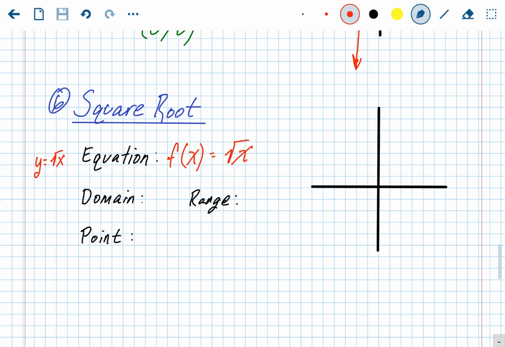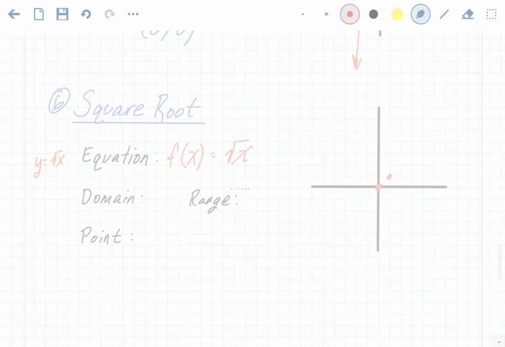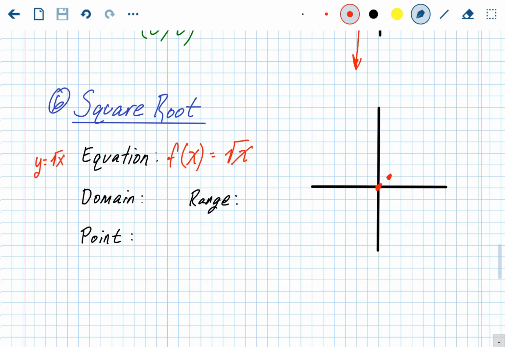The first thing that does exist is 0. The square root of 0 is 0. And the square root of 1, you're trying to think what times itself is 1. Well, it's 1. So 1, 1. If you go over 2, you're trying to find what times itself equals 2. Well, that's not an even number. We don't know. It's not even a rational number. Same thing with 3. Square root of 3, what times itself is 3? I don't know. The next one we can do is 4. What times itself equals 4? Well, it's 2. So 4, 2 is a point.